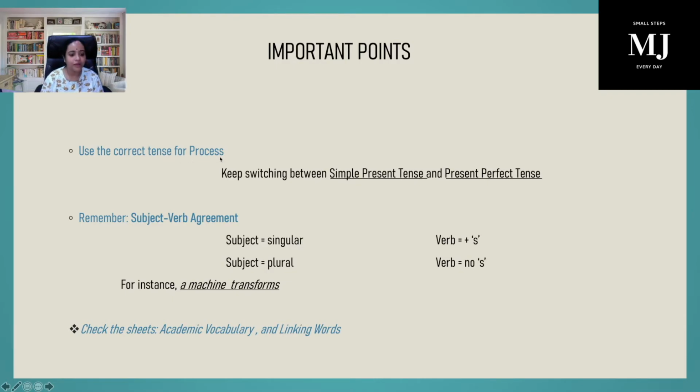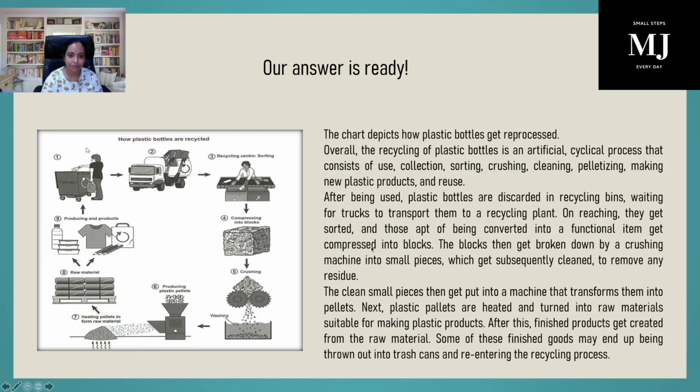Okay? Of course, subject verb agreement is important. So if something is singular, we will use the verb with an S. For example, we wrote a machine transforms because it was one machine. S. Okay? So keep checking your academic vocabulary and your linking words sheet. Alright? Now let us combine everything. Our answer is ready, guys.